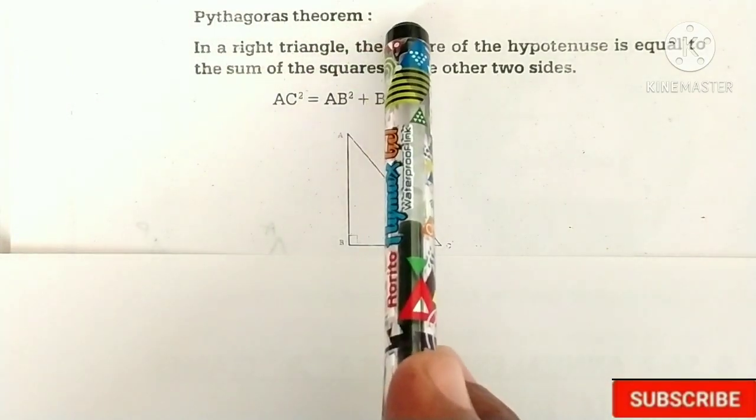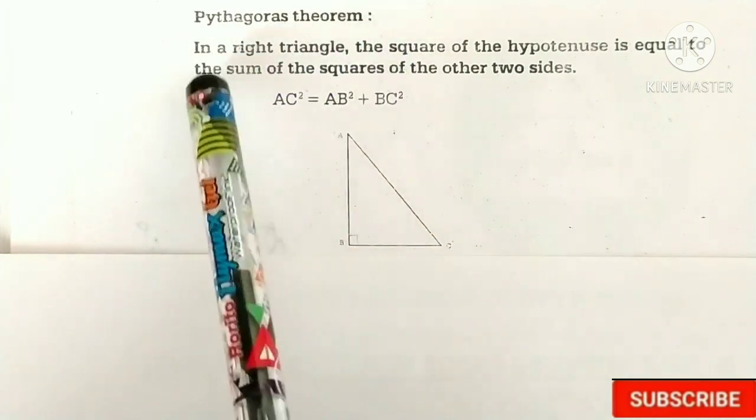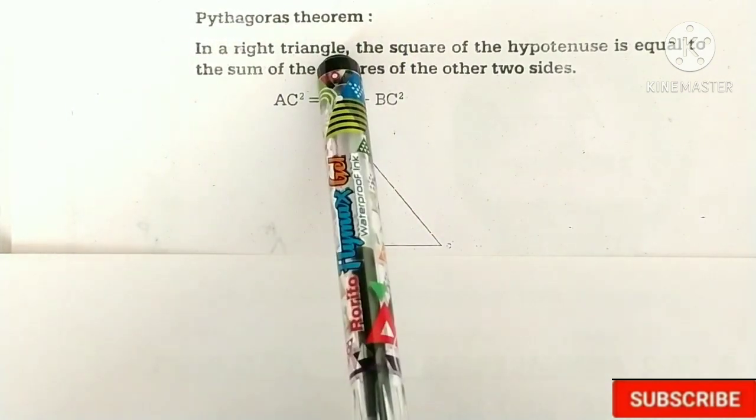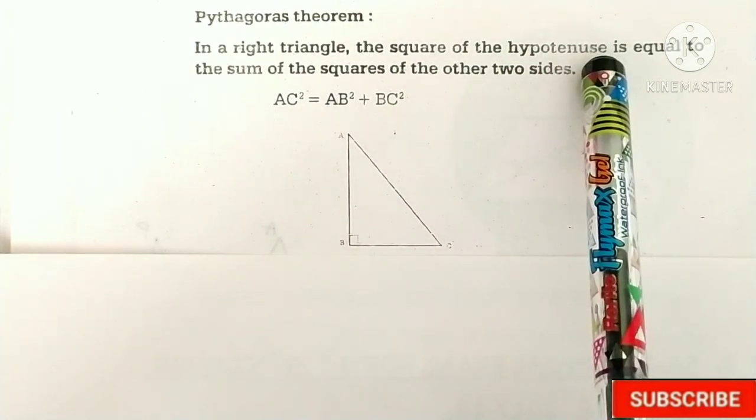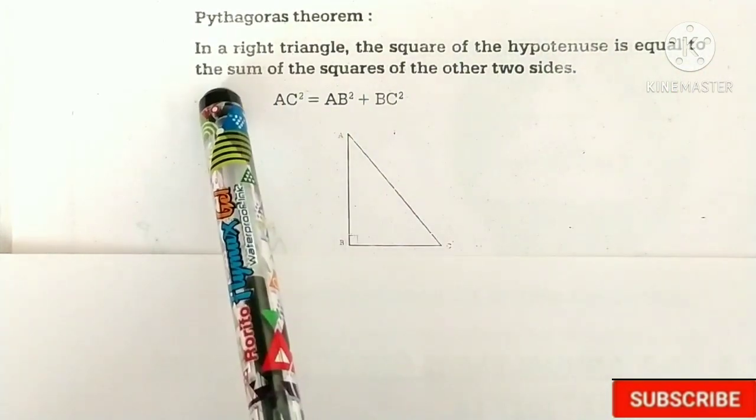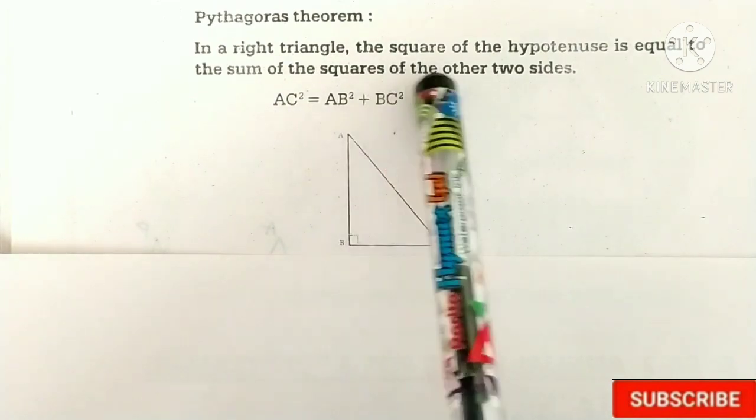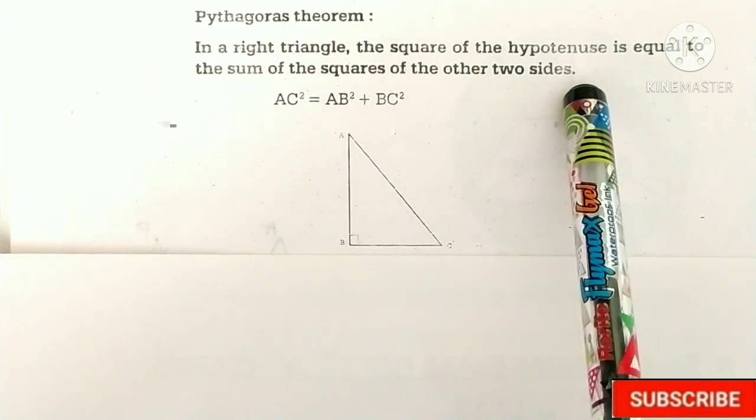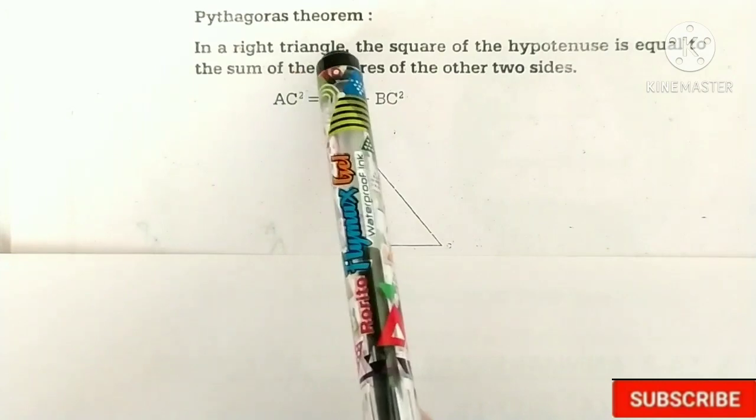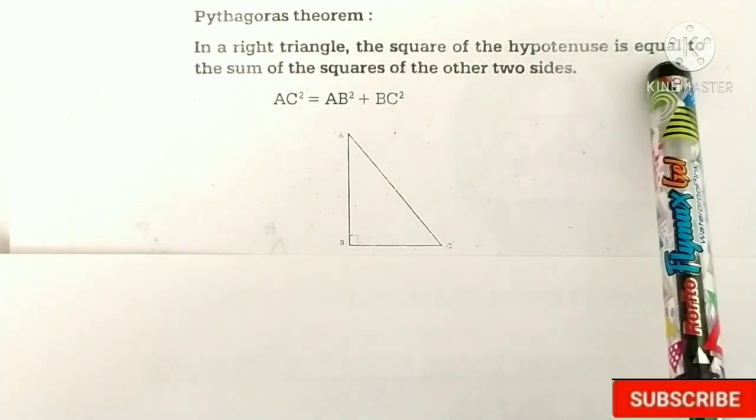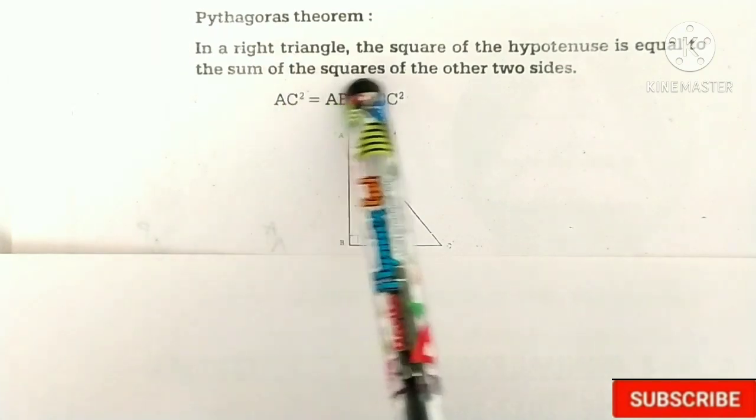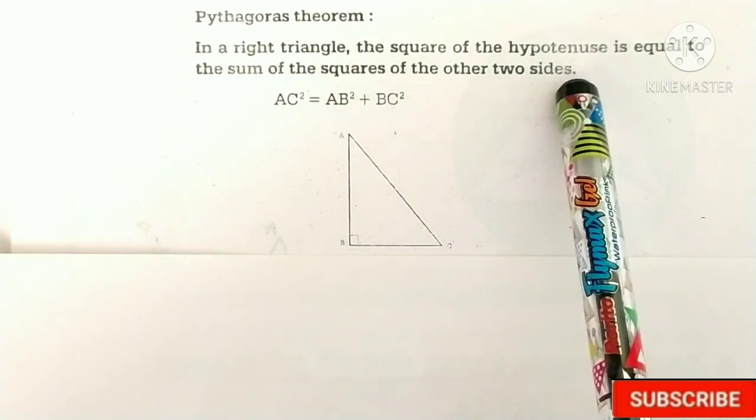Pythagoras theorem. In a right triangle, the square of the hypotenuse is equal to the sum of the squares of the other two sides.